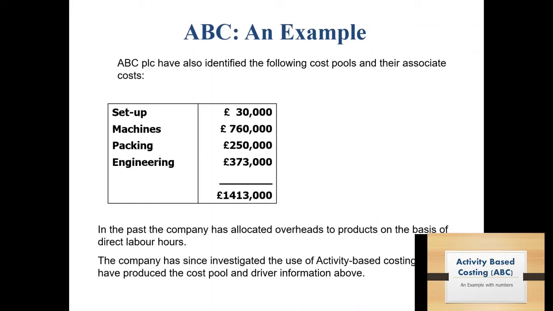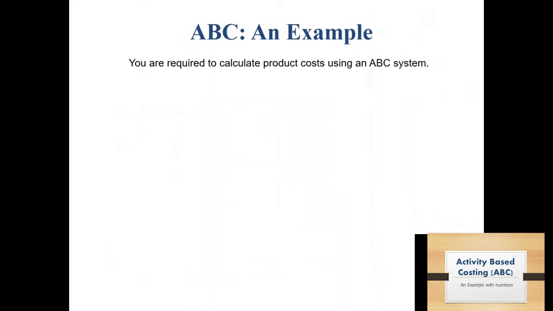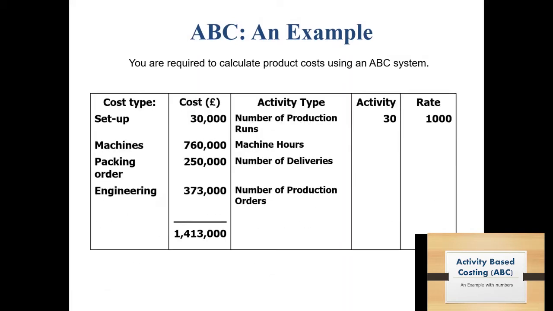In the past, the company has allocated overheads to products on the basis of direct labor hours, absorption costing. The company has since investigated the use of activity-based costing and have produced the cost pools and driver information. You are required to calculate product cost using an activity-based costing system. So what we have: cost pools, setup 30, 760, 250, and 373K, and number of production runs. The first one is solved for us.